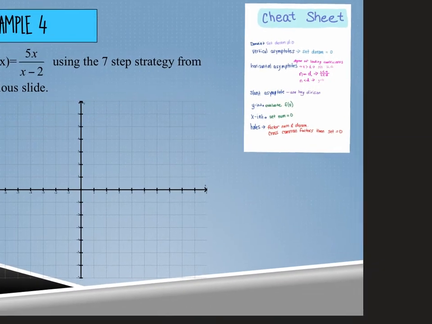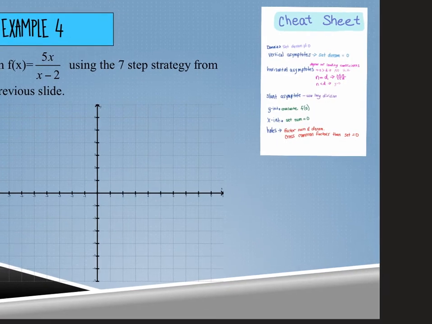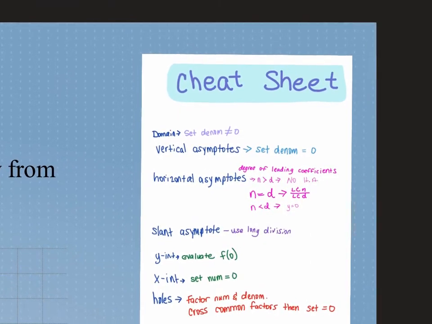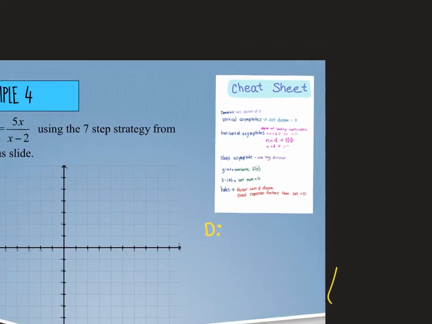Not range, I'm sorry. So the first thing we're going to do is find the domain. To find the domain, I'm going to do this every time: I'm going to go back to the cheat sheet. This is what I want you guys to get in the habit of doing. To find the domain, what do we do? Tell me. Set the denominator not equal to 0.